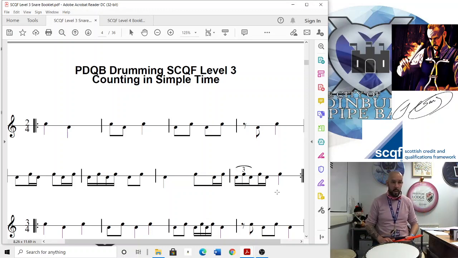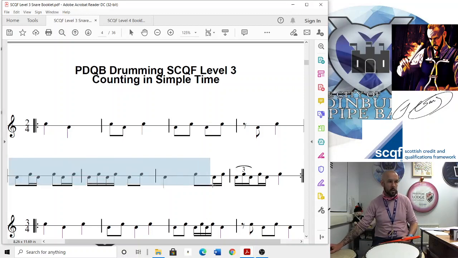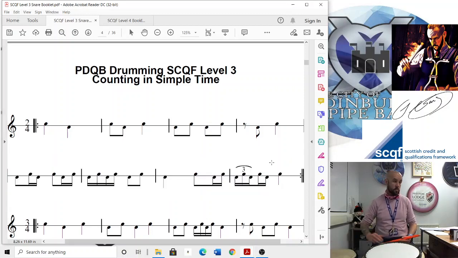So I think we should try that whole line. We'll try that a couple of times and then we'll do the whole exercise. Ready? 1, 2, go. 1 ander, 2 ander, 1 knee ander, 2 and 1. Last time. 1, 2, 1 and a 2 and a 1 and a 2. Right, let's do the whole exercise.